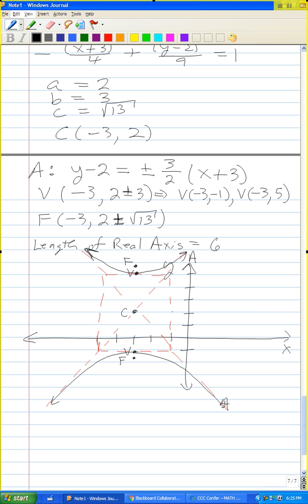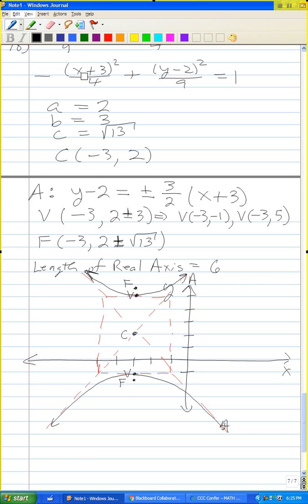So please note that you go 1, 2 in your x direction because a is 2. You go 1, 2, 3 in your y direction because b is 3. And you go that from the center, which is found by changing the sign, -3, +2. And your foci are in the y direction because, well, there's a plus in front of the y.